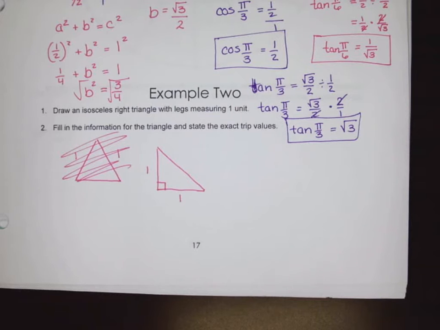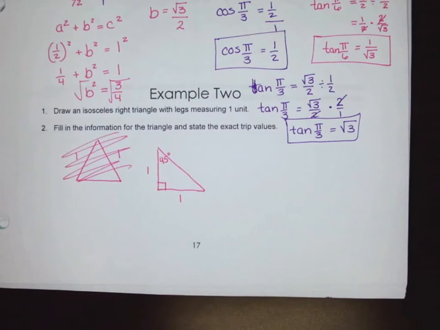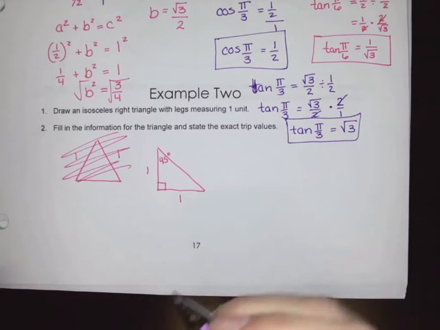This is going to make more sense if I draw it better. Okay, so what do we know about the other 2 angles in the triangle? They have to be equal because it's an isosceles, and they have to be 45. Okay, and what is 45 as a radian? Pi over 4.